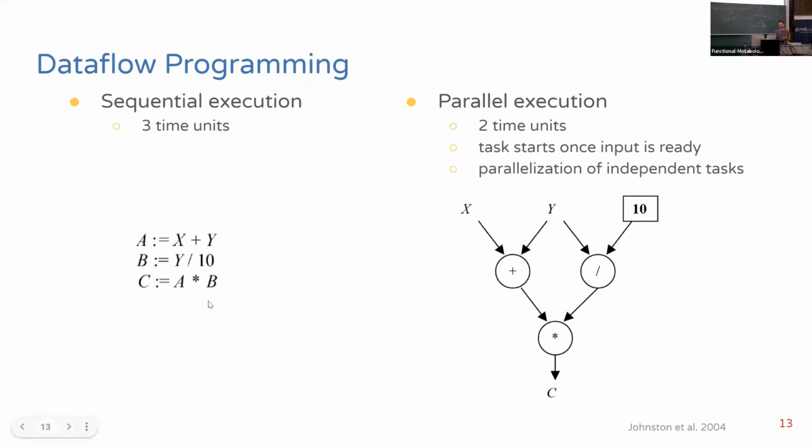As we can see here on the right side with the parallel execution, it only takes 2 units because processes that are independent of each other can of course run at the same time. So here we would have the addition and the division at the same time because we can pass the value of Y to the input of the addition process and the input of the division process. The idea is that one task starts once the input is ready. So the multiplication would only start when both the addition and division had finally executed.